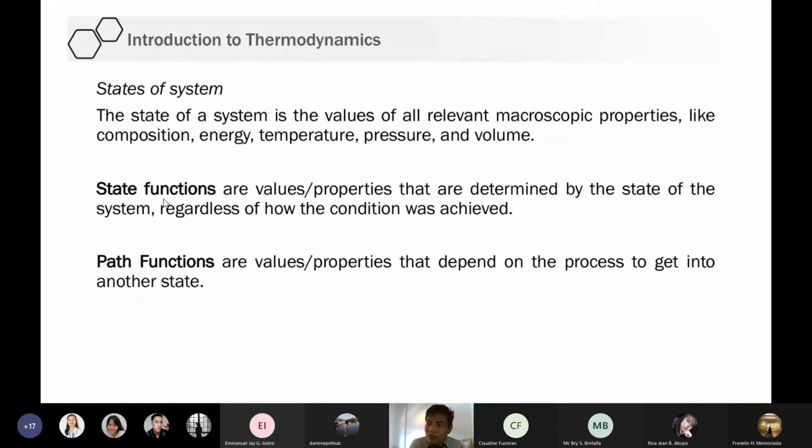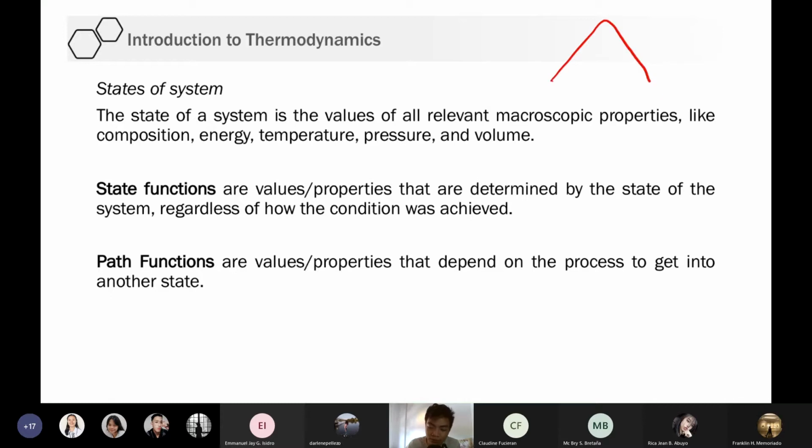Pag sinabi nating state function, yung value nito ay same lang. Yung value nito ay constant regardless on how you achieve that condition. Pag sinabing path, depende to sa process mo. Okay. So I will give you an idea kung ano yung literal meaning nito.